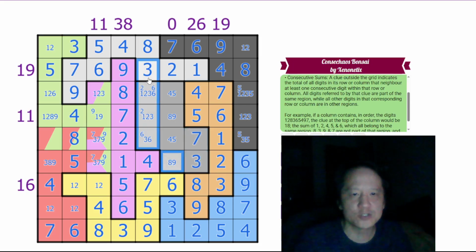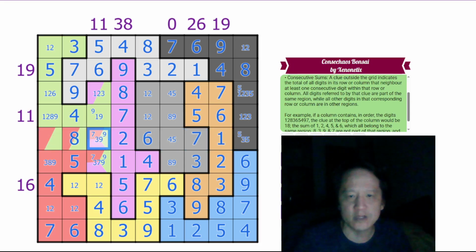3 eliminates 3 from the rest of the medium gray region, so this is a 6. This can't be 3 or 6 anymore. This is a 1, 2 pair. The 6 eliminates... nothing. The 7, though, eliminates 7 here. So where is the 7 in column 3? It has to be here.